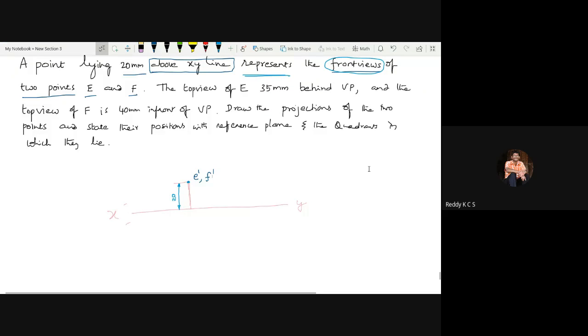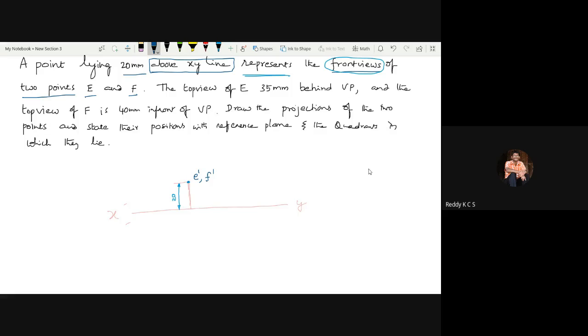So first, if you read this sentence, a point lying 20 above XY line represents the front views of 2 points E and F. So what I do is first I draw the XY line and somewhere I draw vertically upward with a 20, because it's above XY line.